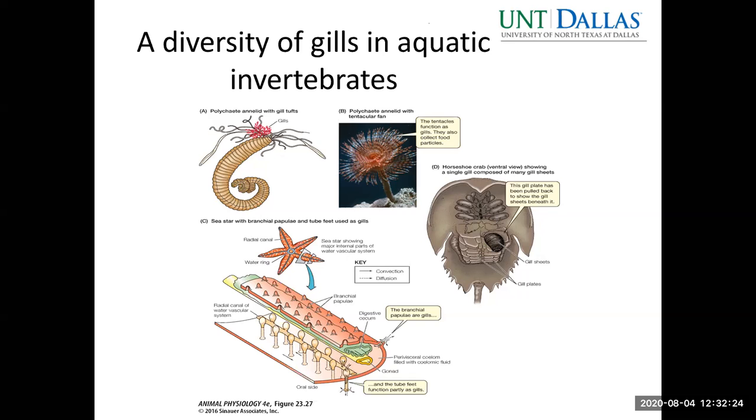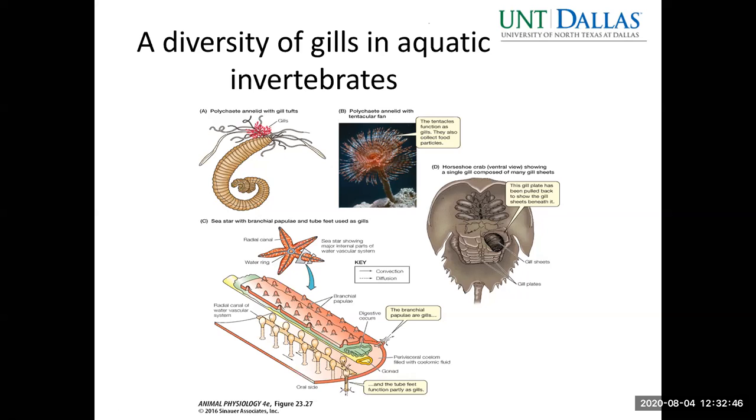So these tentacles are used for both feeding and respiratory gas exchange. They are ventilated by the action of cilia on the tentacles. Number C in this figure is the sea star, with branchial papillae and tube feet that are used as gills.